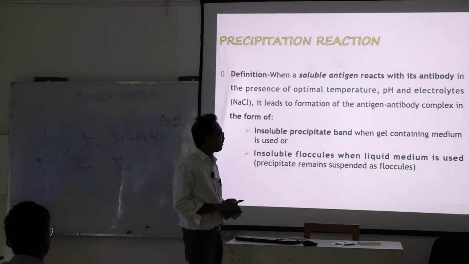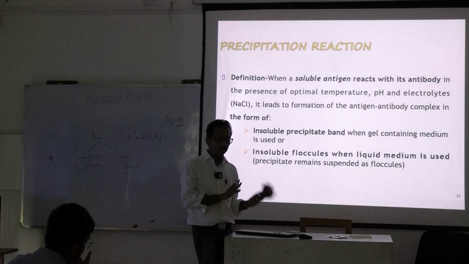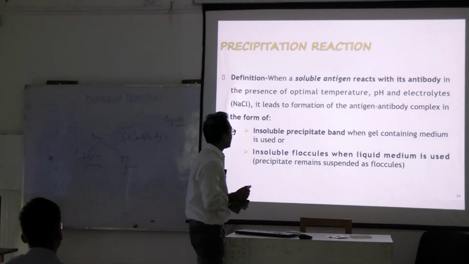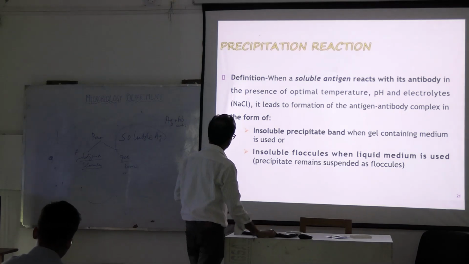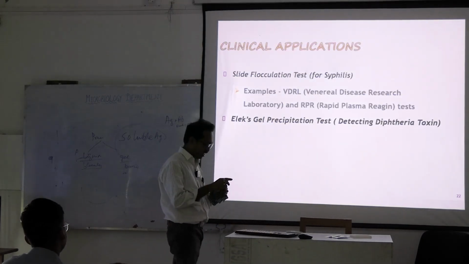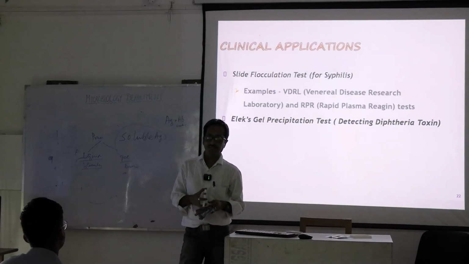So precipitation you have understood: soluble antigen with antibody at a specific temperature in the presence of electrolyte is called the precipitation reaction. And there are two types; one is the clinical application. What are the liquid tests commonly done in the lab? Precipitation.